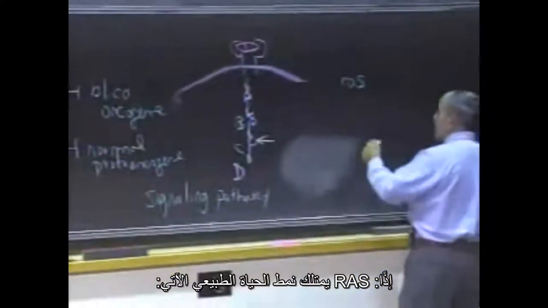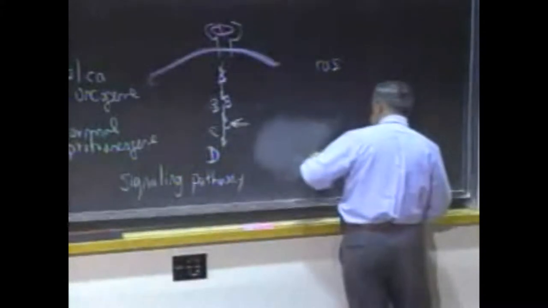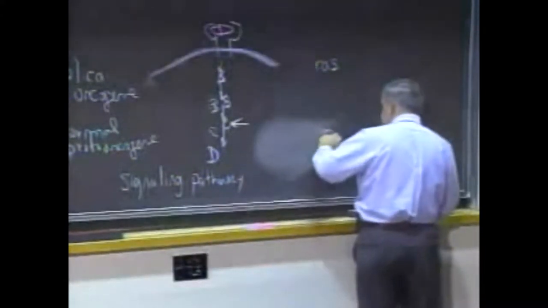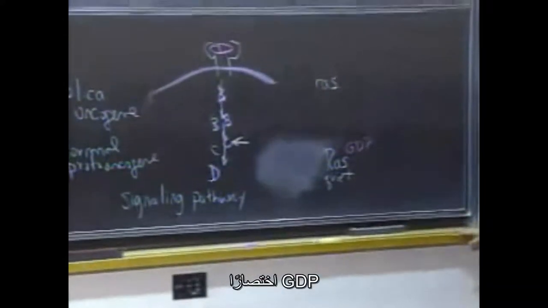So RAS has the following normal lifestyle. RAS normally exists in a quiet, inactive state, where it binds GDP, guanosine diphosphate. So here's RAS, and while it's in the quiet state, it binds GDP.